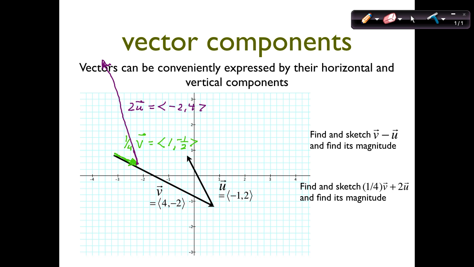And then the resultant vector, getting out all the colors today. Resultant vector then would be as the crow flies from the start of 1/4 v to the end of 2u. And so then that whole result would be -1, 3.5. So adding 1/4 v, a vector that's 1/4 the length of v, plus 2u, so double u, tip to tail. Add the components, -2 + 1, 4 + -1/2. Any questions on that?